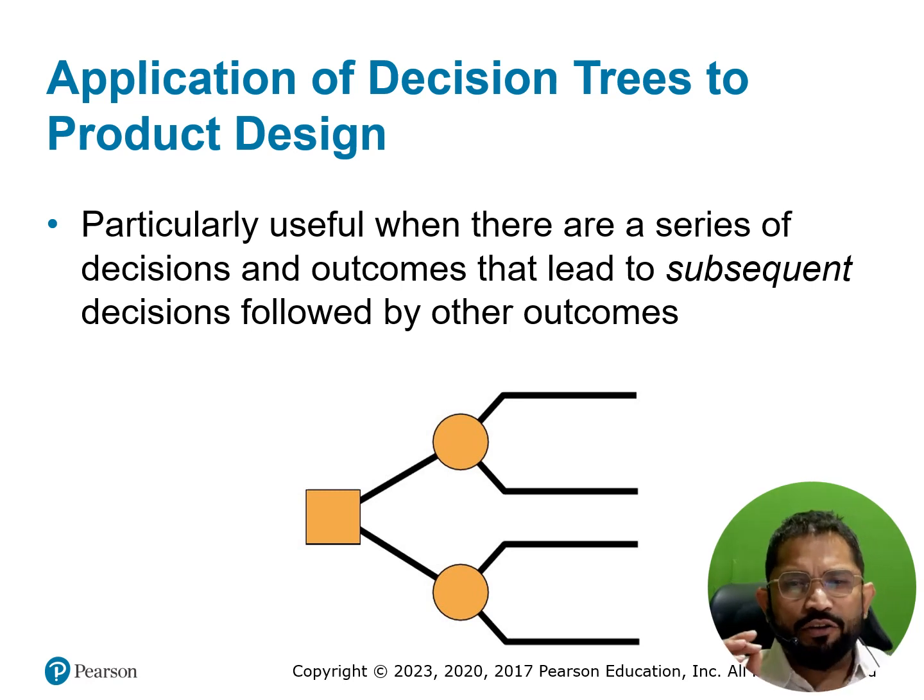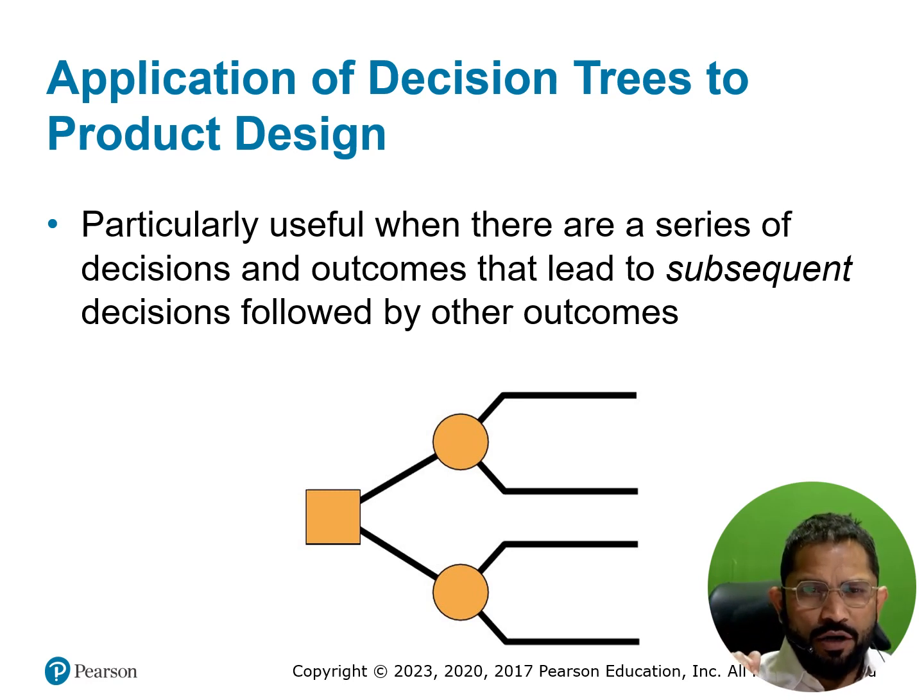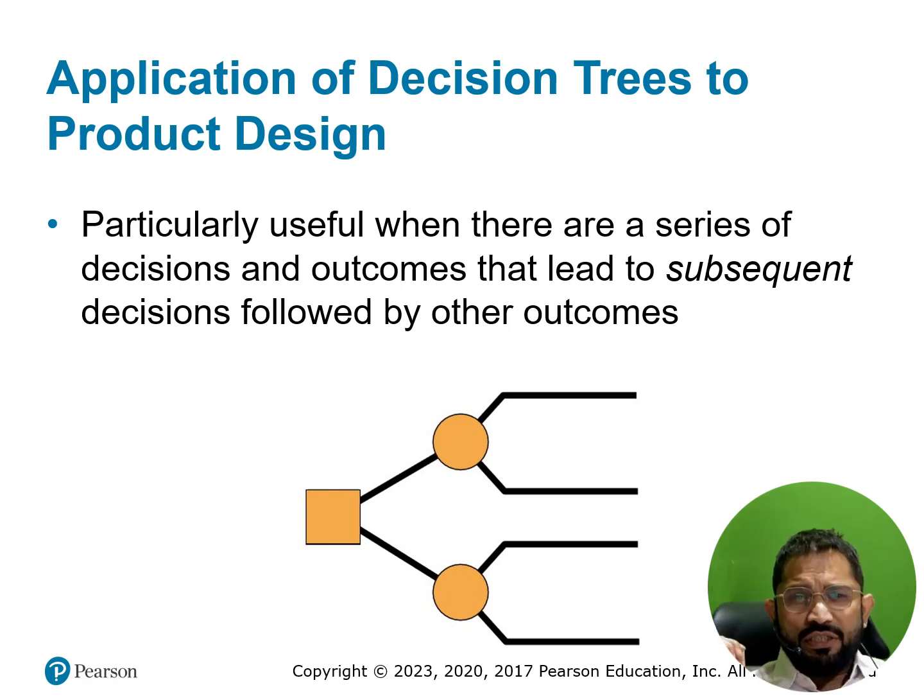Decision trees offer a structured approach to navigating complex decision-making processes inherent in product design, particularly useful when there are a series of decisions and outcomes that lead to subsequent decisions followed by other outcomes. Decision trees provide a visual representation of possible pathways and their associated probabilities. By mapping out various decision points, potential outcomes, and their probabilities, decision trees enable designers to systematically evaluate different design options, anticipate potential risks, and make informed decisions to optimize product designs for success.